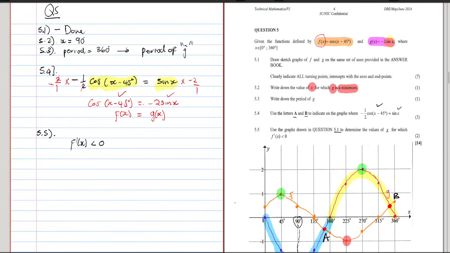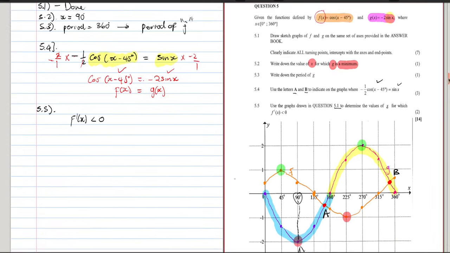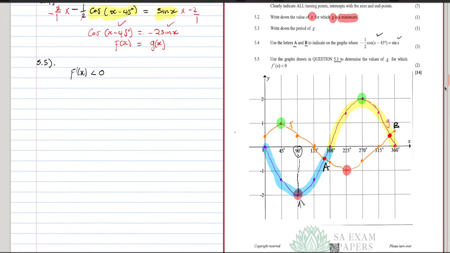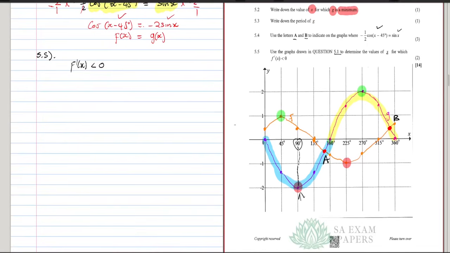So the gradient of a tangent, what is a tangent? A tangent is a line that touches a curve at only one point, right? So we are looking for those parts of the graph where the derivative, or the gradient of the tangent, is less than 0, meaning it has a negative gradient.